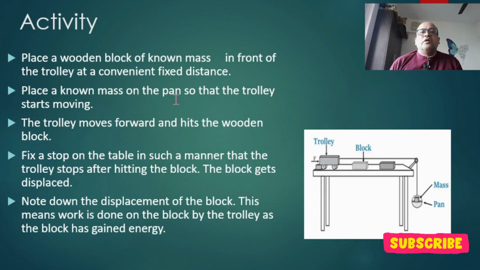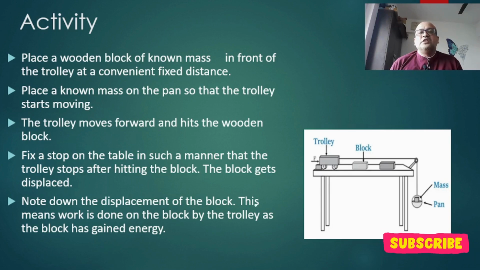Then place a mass on the pan so that the trolley starts moving. Now the trolley will start moving. The trolley is now moving. Fix a stop on the table in such a manner that the trolley stops after hitting the block. The trolley will now hit the block and it will stop. The block gets displaced, it will move. Note down the displacement of the block.